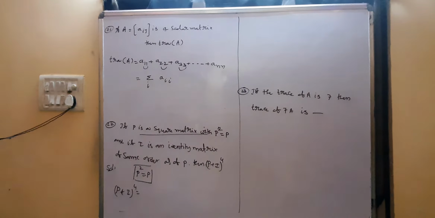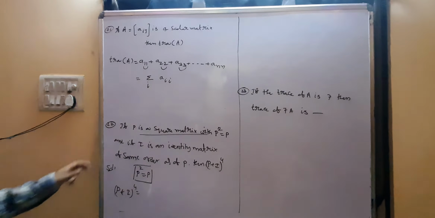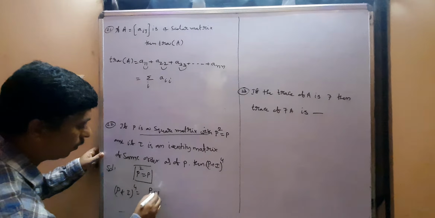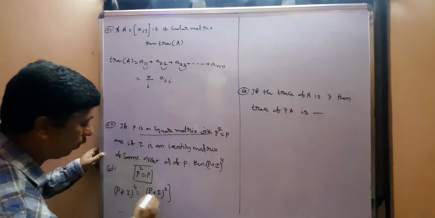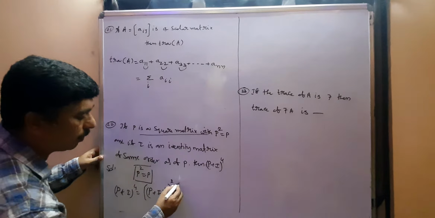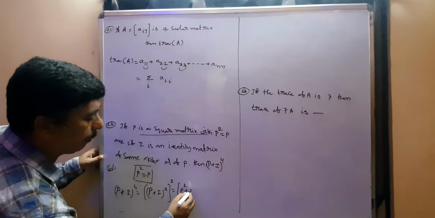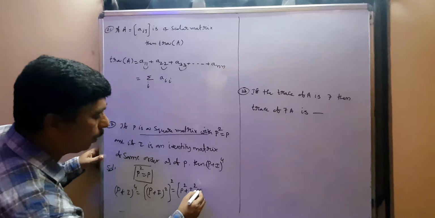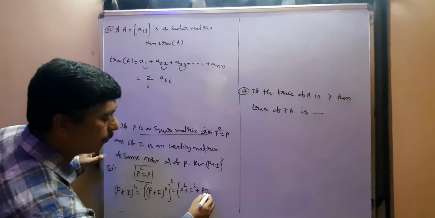P plus I whole power 4 can be written as P plus I whole square, whole square. This is in the form of A plus B whole square. What is the formula I have? P square plus I square plus PI plus IP.